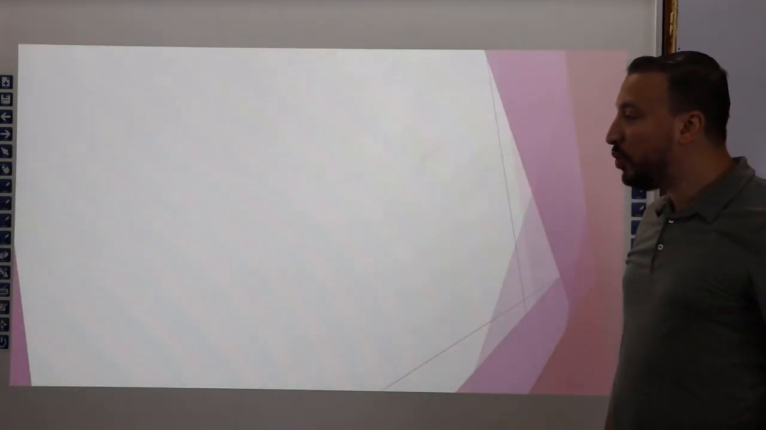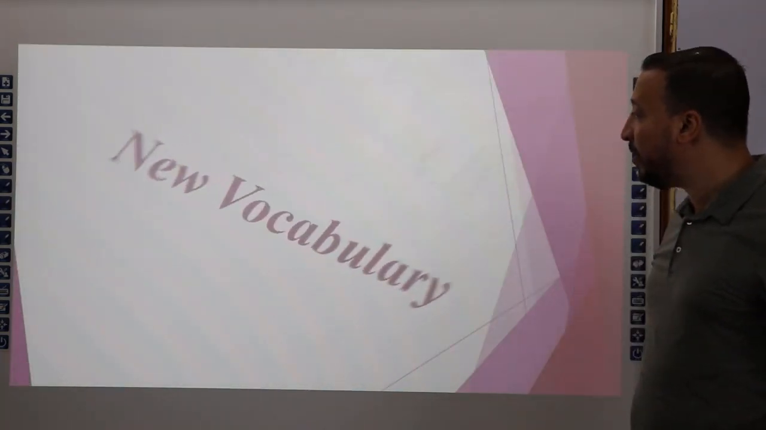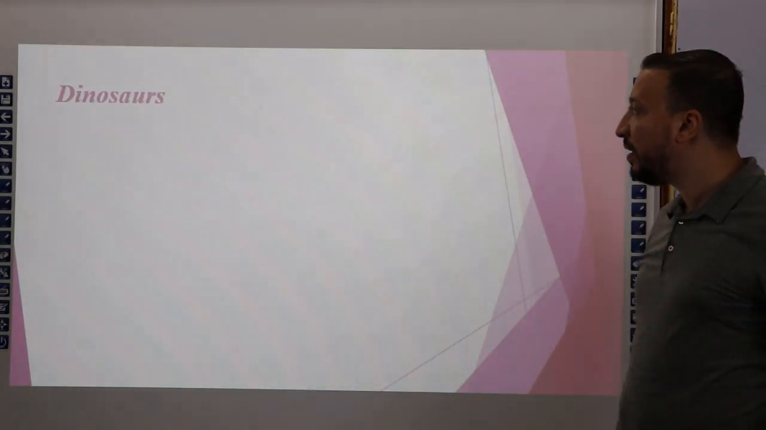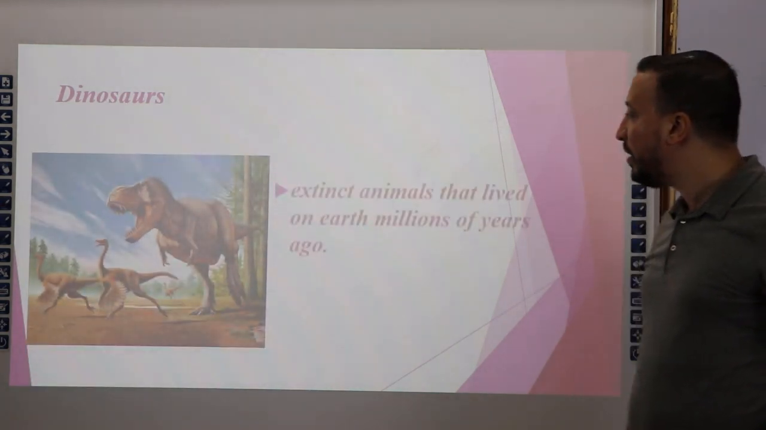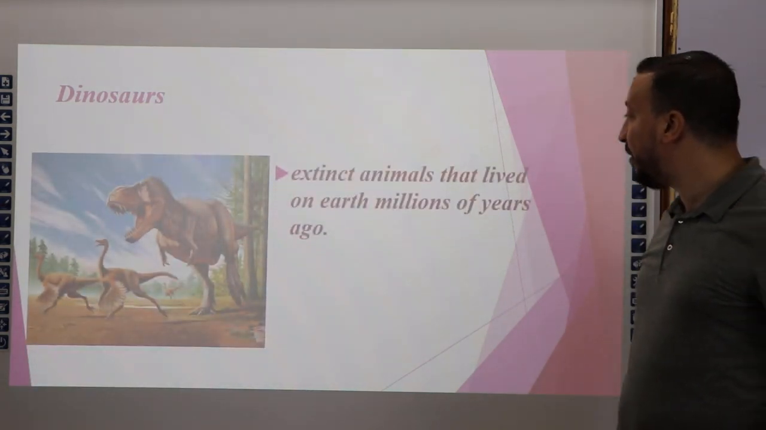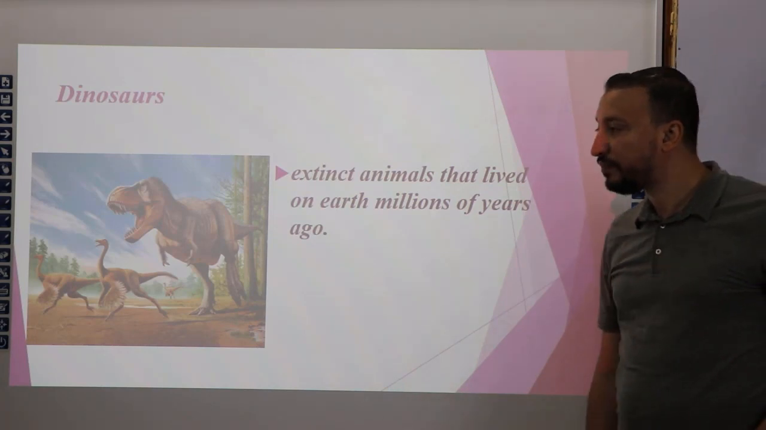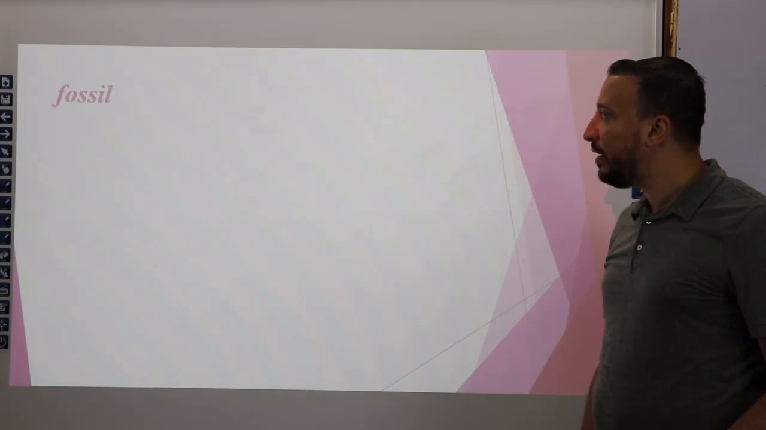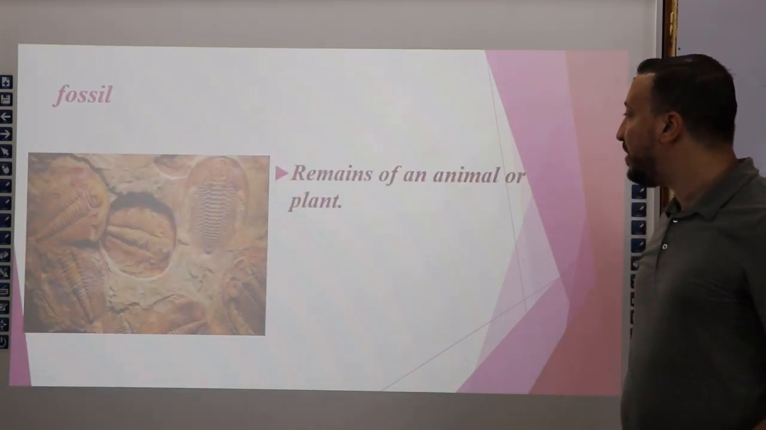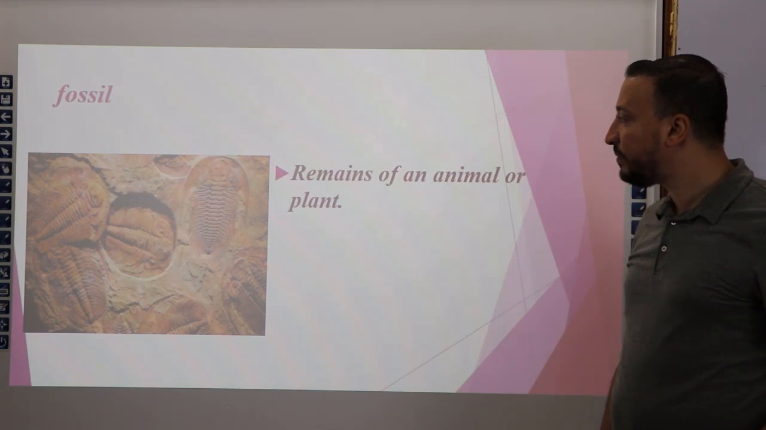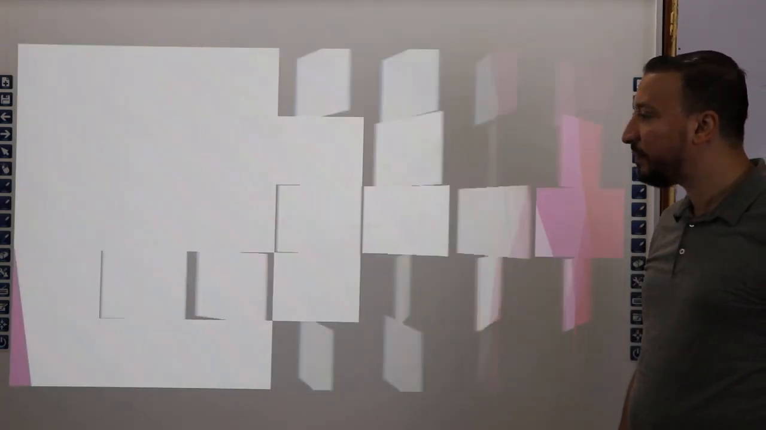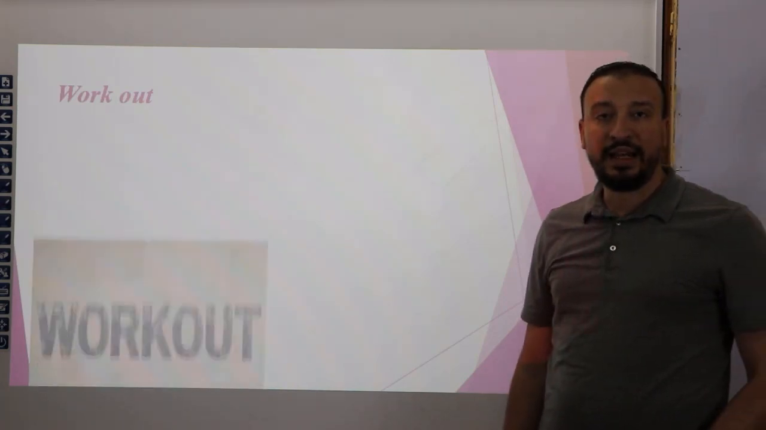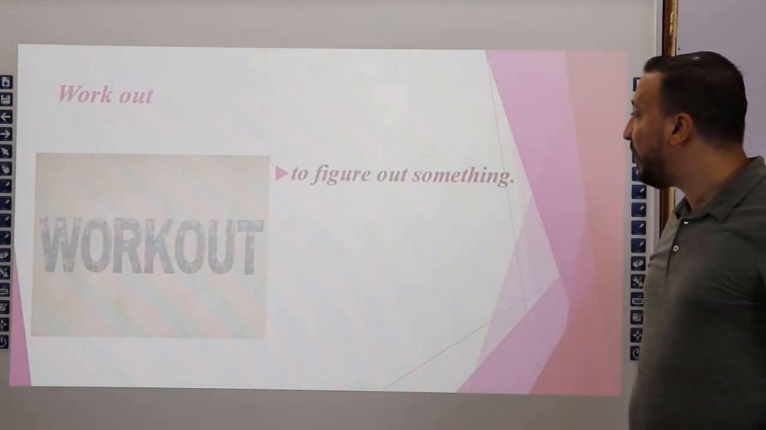Now, let's move to the new vocabulary of this unit. First, dinosaurs: extinct animals that lived on Earth millions of years ago. Second, fossil, حفرية: remains of an animal or plant. حفريات. Third, work out, يحل أو يستنبط: to figure out something.